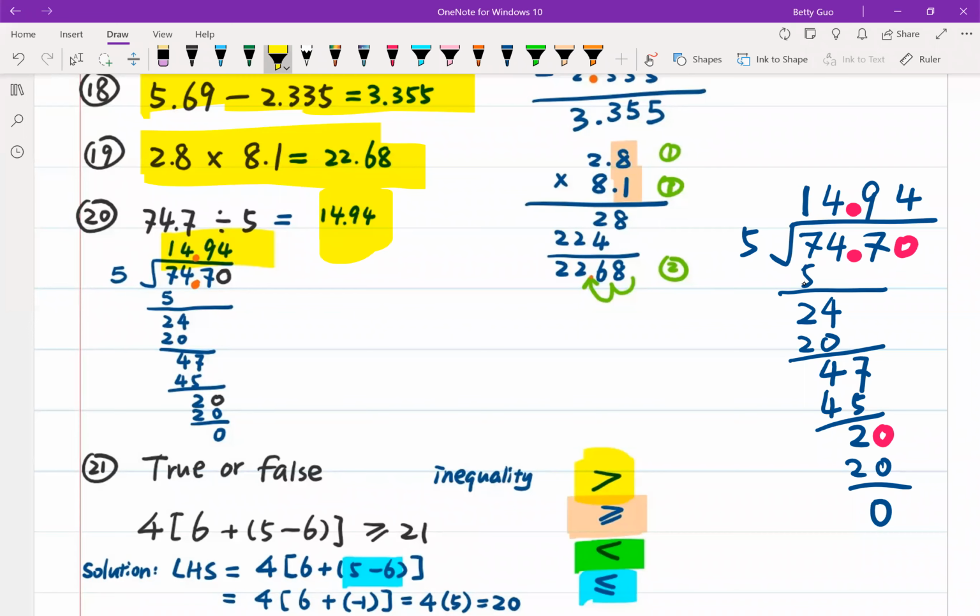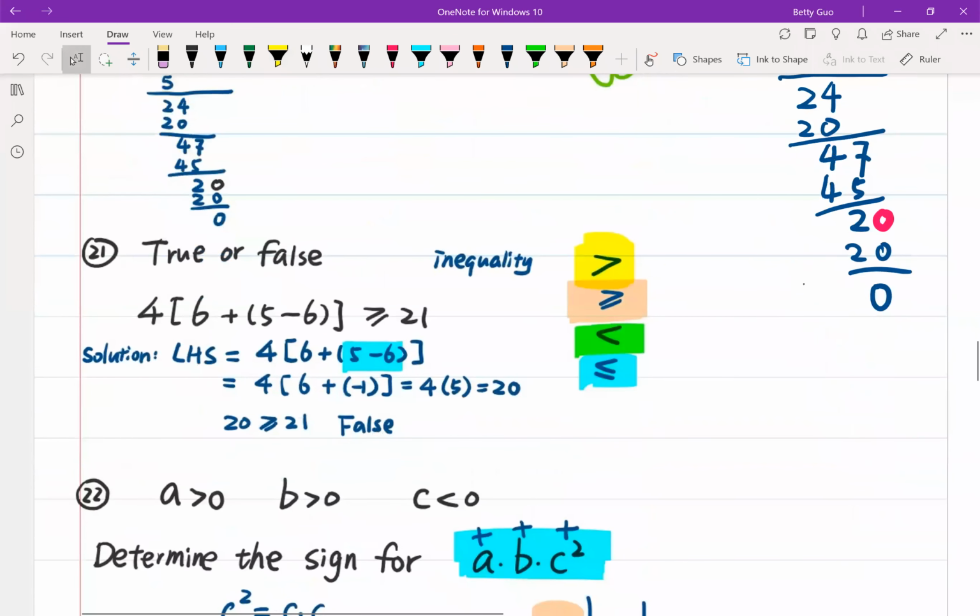Number 21, true or false. We need to determine if the inequality here is true or false. This is the inequality. Right hand side is 21, left hand side is an expression. We need to simplify or evaluate the left hand side. Follow the correct order of operations. We're gonna evaluate the quantity in the parentheses first.